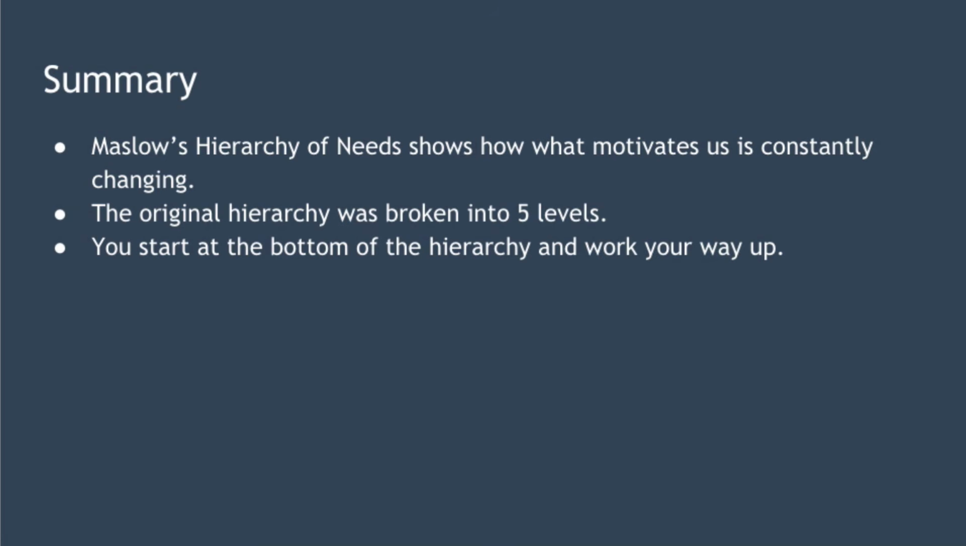So, in summary, Maslow's hierarchy of needs shows what motivates us is constantly changing. This means that what motivated you last year will probably not motivate you this year or today. Now, Maslow's original hierarchy was broken into 5 levels. A person starts at the bottom of the hierarchy, and only once needs at that level are met will they be motivated by trying to meet needs at the next level.